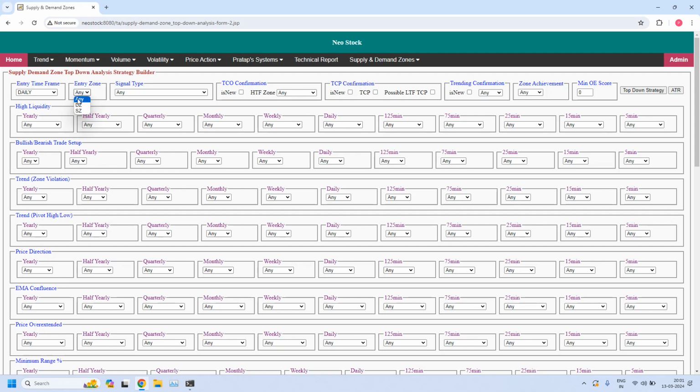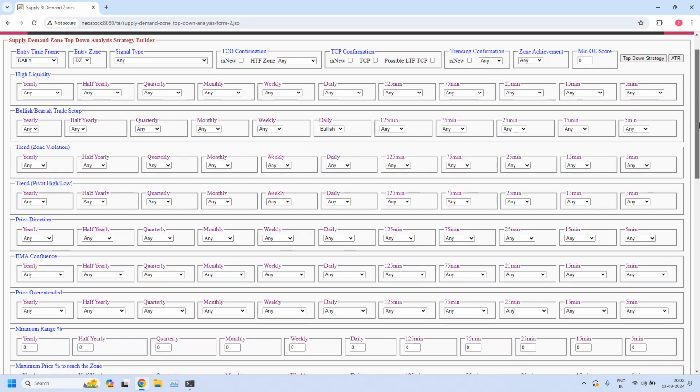And the entry zone should be demand zone. In this parameter bullish or bearish trade setup, in daily time frame, I am selecting the parameter bullish. At present, a majority of the stocks are supporting bullish trade setup. Let us filter the stocks by setting some additional parameters.